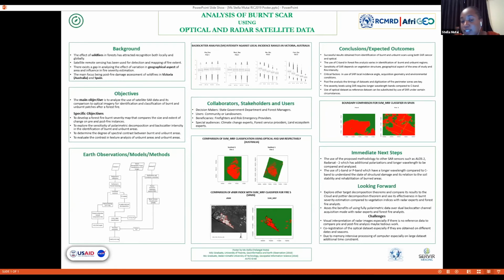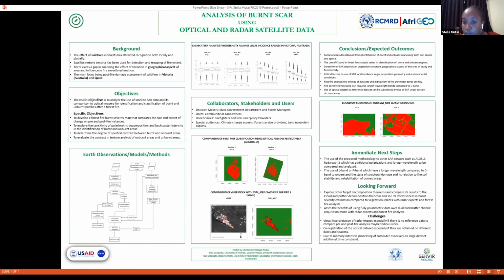And last but not least, my next immediate steps are to apply SAR such as ALOS-2, ones that have longer wavelength and more polarimetric bands, so that I can understand whether it will have the same effect as a single band like Sentinel-1. Also, the last is using L or P band, which are longer wavelength bands than C band. Because we're using C band, I was not able to perform burn severity levels. So I was hoping if I use L and P band that have more bands, I will be able to perform burn severity levels.